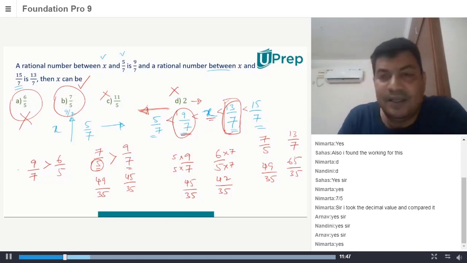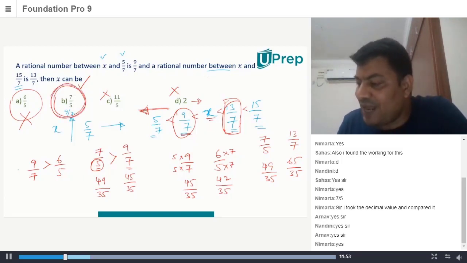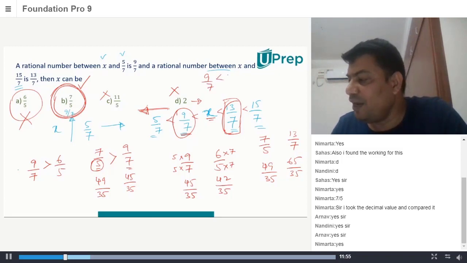Can you see that? Which one is greater? 13 by 7 is greater. So you can clearly see that 7 by 5 is the only fraction that is lying between 9 by 7 and 13 by 7.